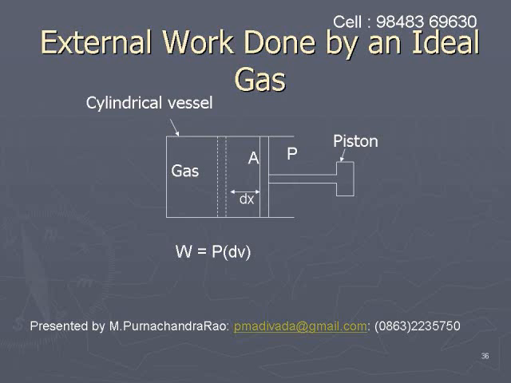then the gas will also do an amount of work equal to P into dV, where P is pressure and dV is the increase in volume. P into dV gives the work done either on the gas or by the gas. The work done on the gas or by the gas is given by W is equal to P into dV.